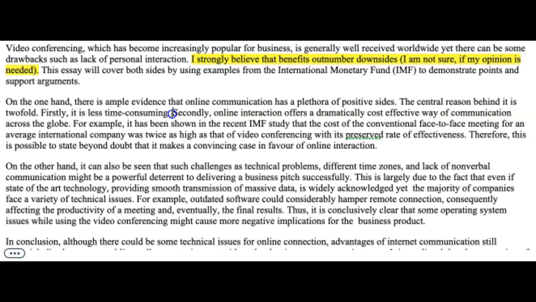Secondly, how do we develop it? Well, we ask ourselves why, and then we can come up with an answer such as travel times across the city. Secondly, online interaction offers a dramatically cost-effective way of communication across the globe.